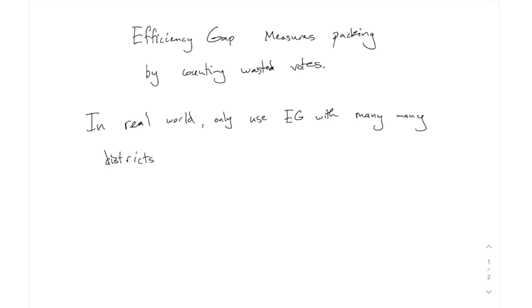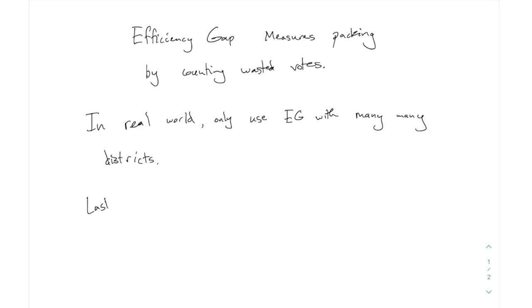The reason is that the efficiency gap is a statistical measure, and most statistical measures are only meaningful when you have a large population with which to do your averages. If you only have three or four districts, the result is not really regarded as representative of what's really going on. You really need a lot of districts in order for it to be meaningful. So in the real world, we only use the efficiency gap with many, many districts.